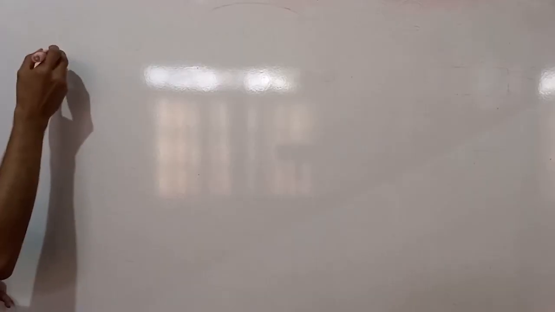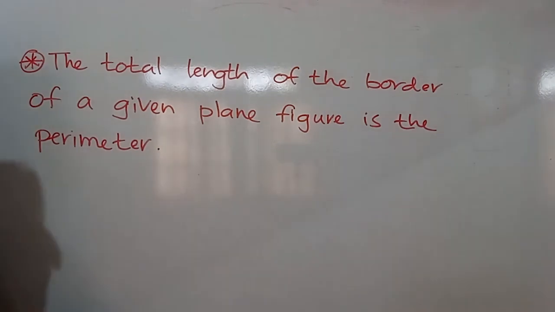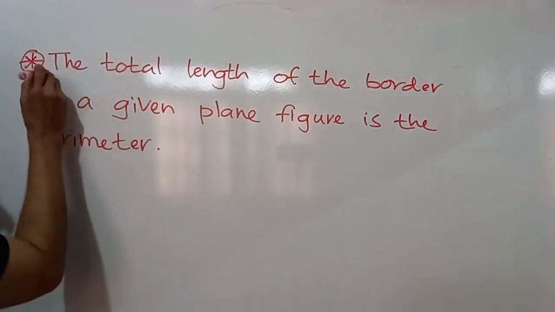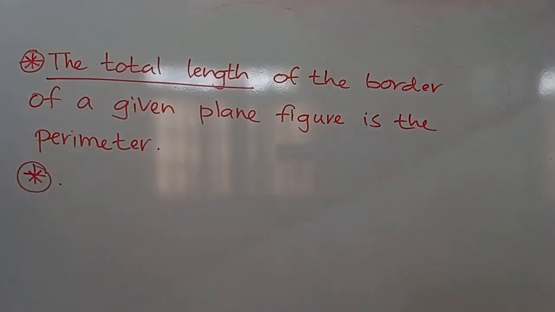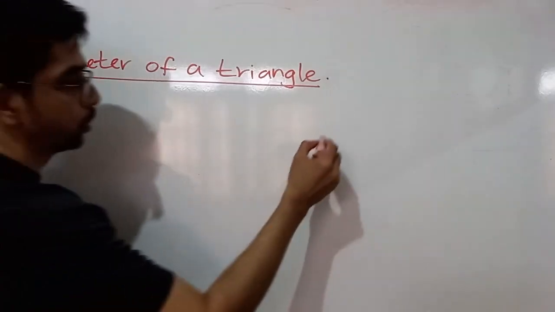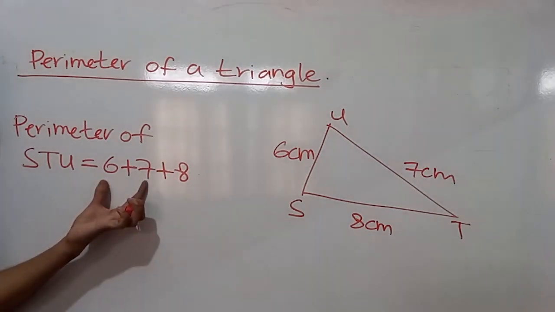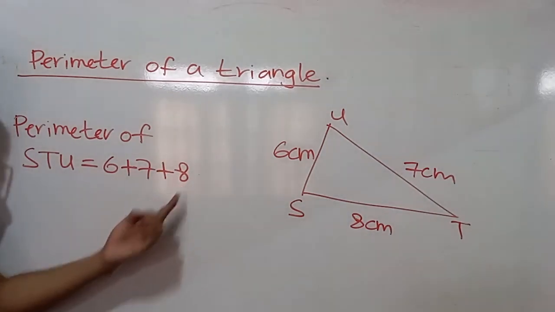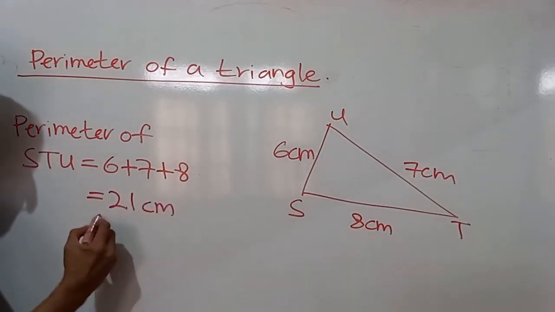Okay. So write down: the total length of the border of a given plane figure is the perimeter, right? And underline total length. And write down the next asterisk mark. This is symbolized by capital P. Then write down perimeter of a triangle. So just draw a triangle. So 6 plus 7, that is what? 13. 13 plus 8, that is what? 21. Don't forget the unit centimeters.